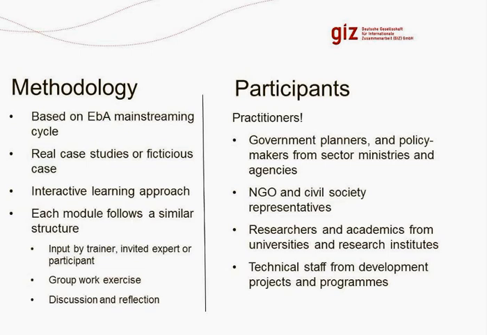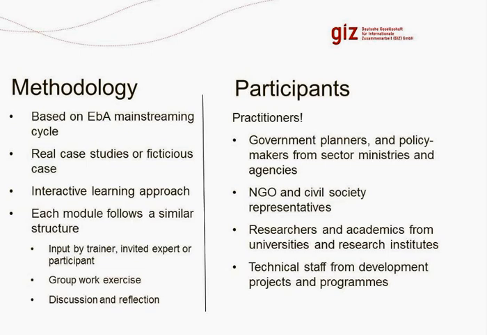I mentioned that in each of the modules and each of the sessions in each module there are different elements, like an input, a group work exercise, could also be a role play, and there's plenty of time for discussion and reflection.